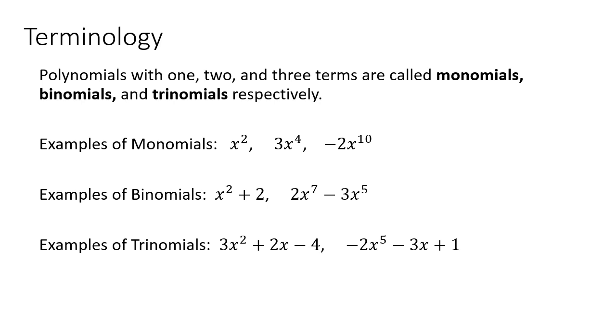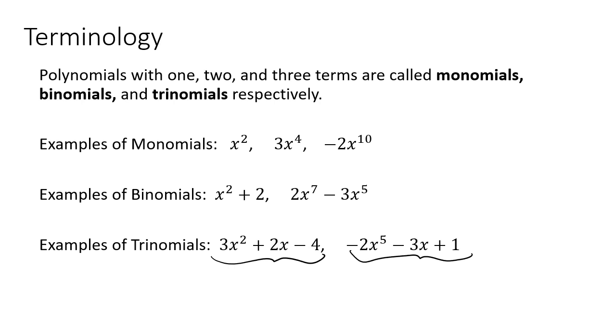So I've got some examples of all of those down below. So examples of monomials, you might have x squared, you might have 3x to the 4th, you might have negative 2x to the 10th. Again, these are all different degree polynomials. The degree doesn't matter. The thing that matters is that they're all just a single term, some constant times some power of x. Similarly, binomials have 2 terms. So you could have something like x squared plus 2, or something like 2x to the 7th minus 3x to the 5th. And then trinomials would, of course, then have 3 terms, regardless of the degree.